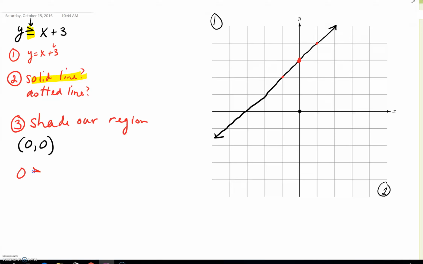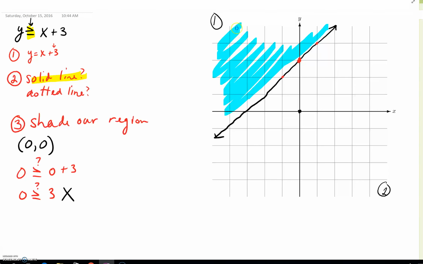So we're asking ourselves, is 0 greater than or equal to 0 plus 3? So 0, is that greater than or equal to 3? And that's no, because 0 is less than 3. So since that gave us a false solution, or did not work, this region that 0, 0 was in, we cannot shade. So then we have to shade the other region. So that means we will shade above the line.